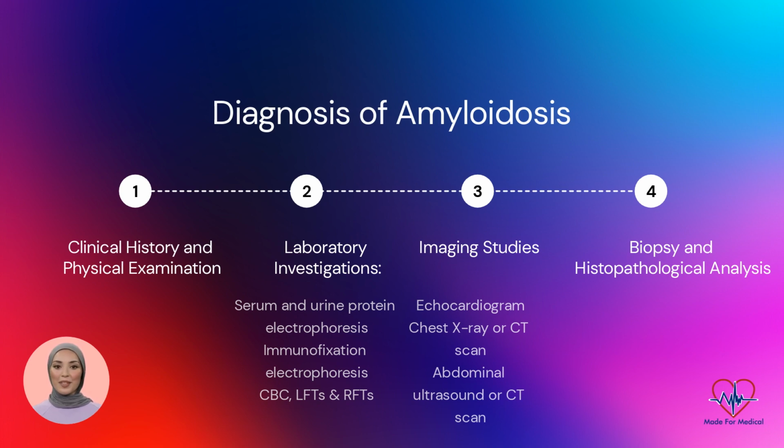The biopsy sample is examined histologically using special stains such as Congo red and immunohistochemistry to confirm the presence of amyloid deposits and determine the specific type of amyloidosis.